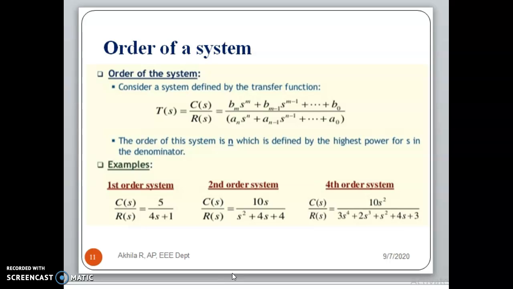So we'll see some examples. In the first example, the transfer function is given by 5 by 4s plus 1. So the denominator is 4s plus 1. The highest power is 1, so it is a first order system. In the second one, the equation is 10s by s square plus 4s plus 4. Look at the denominator. The highest power of s is 2, so it is a second order system. In the third example, the denominator has the equation 3s raised to 4 plus 2s cube plus s square plus 4s plus 3. So the highest power of s is 4, which means this is a fourth order system.